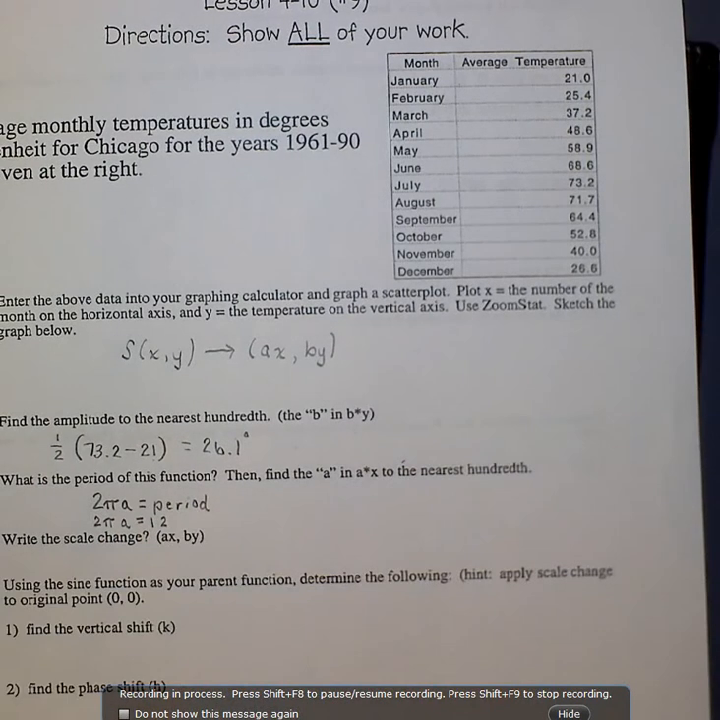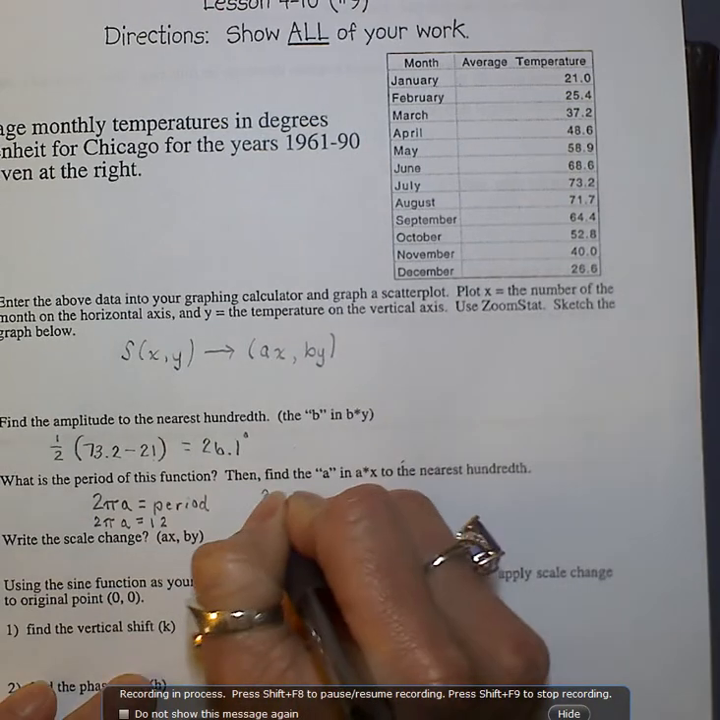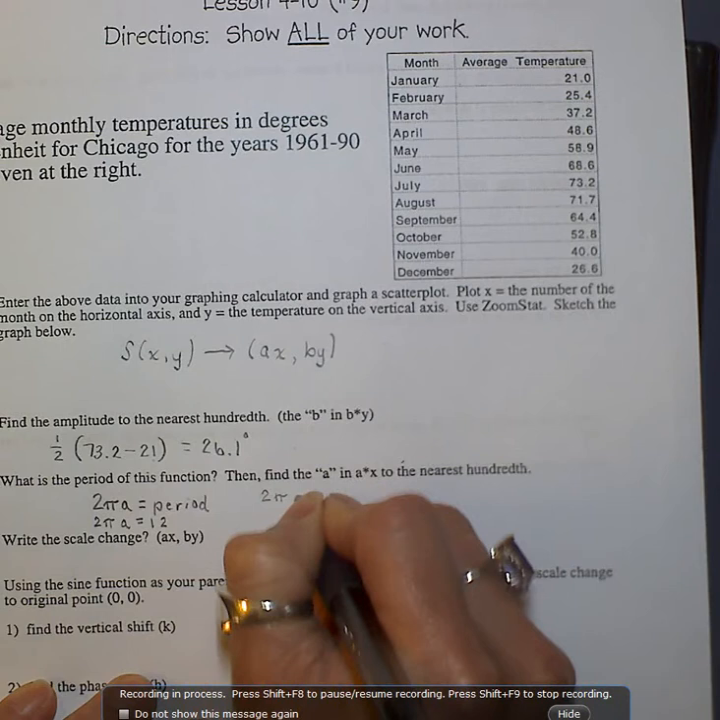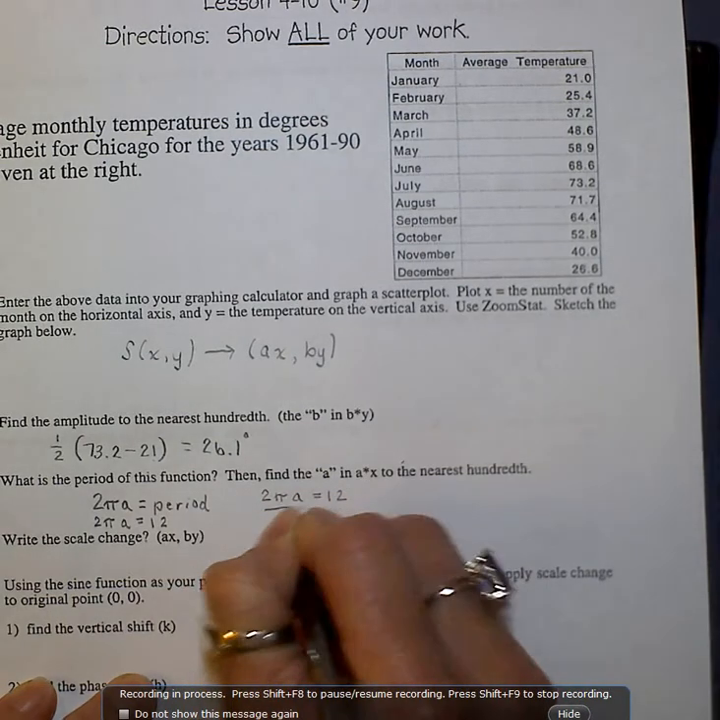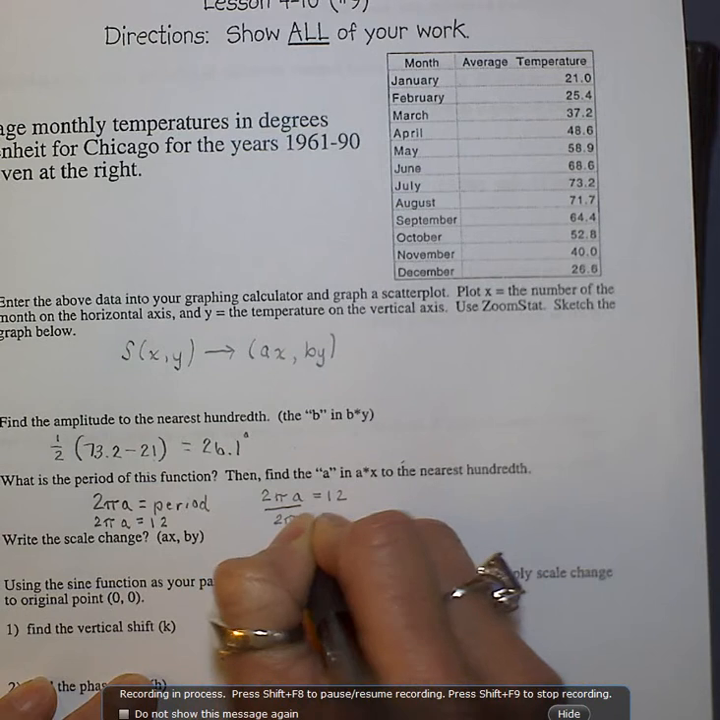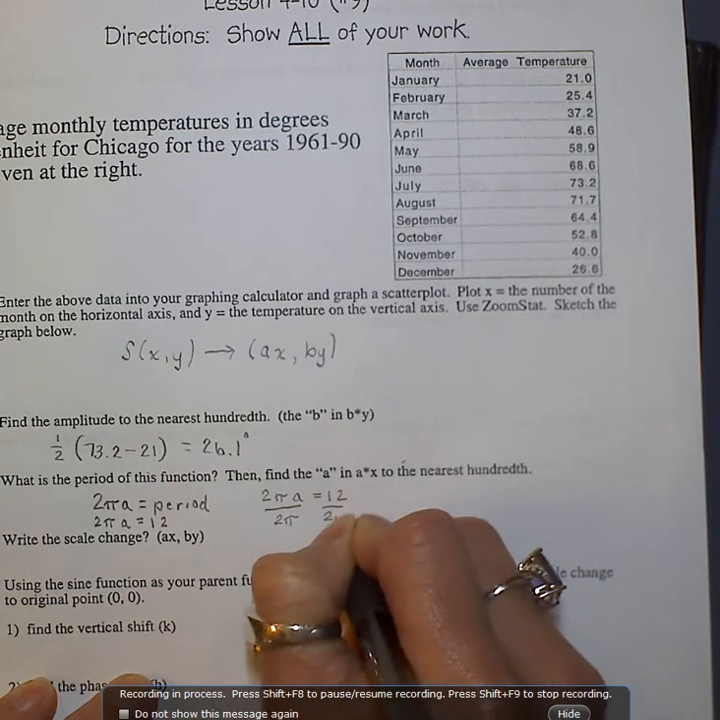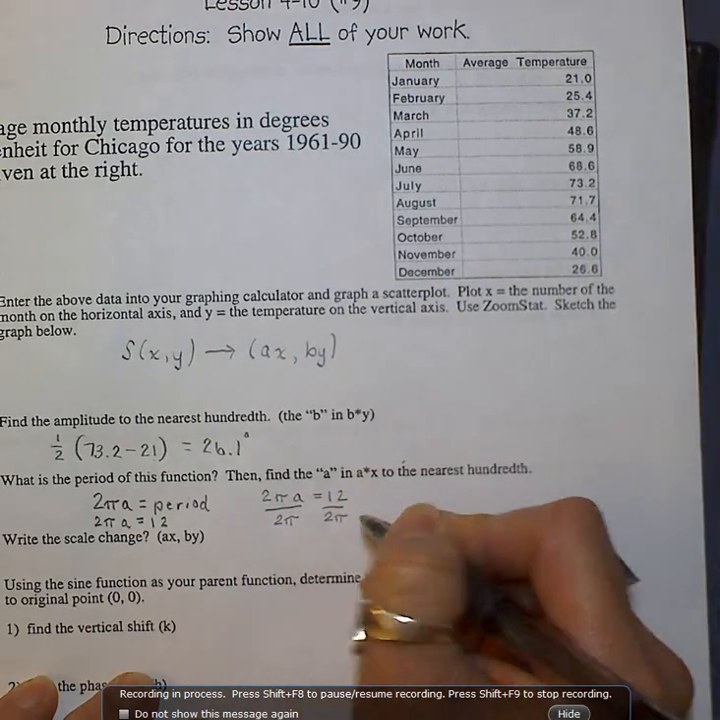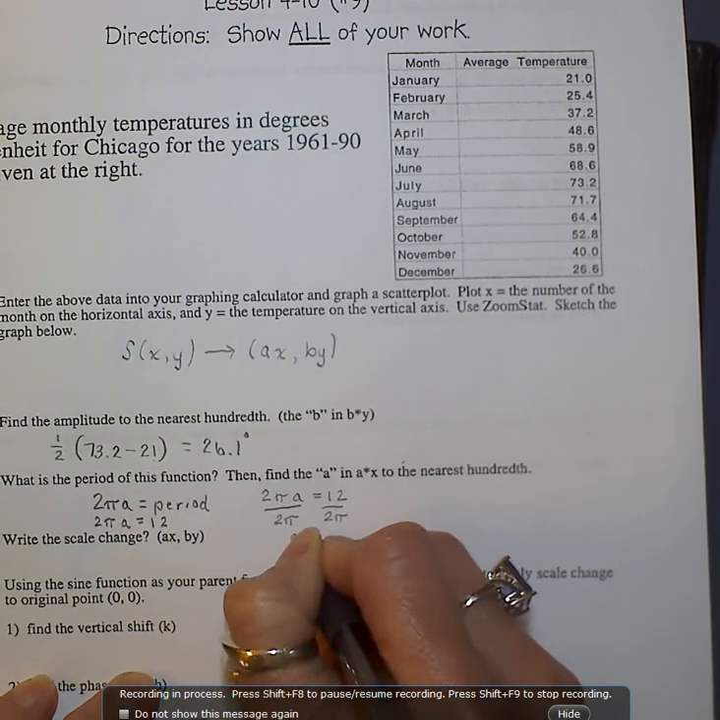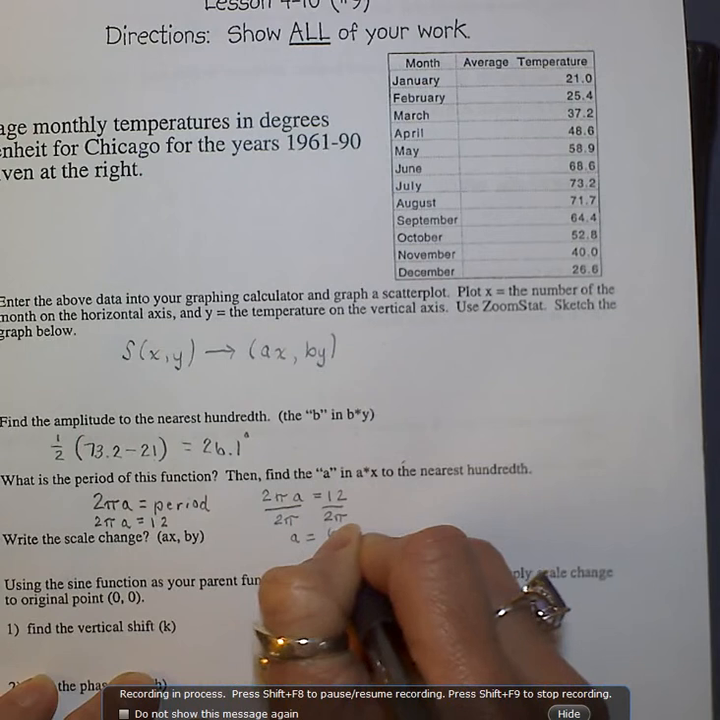Can I solve this for A? Okay. So I know that 2 pi A is equal to 12, and so I need to do what, Alex? You got it. So 12 divided by 2, of course, is 6. So I end up with A equal to 6 over pi.